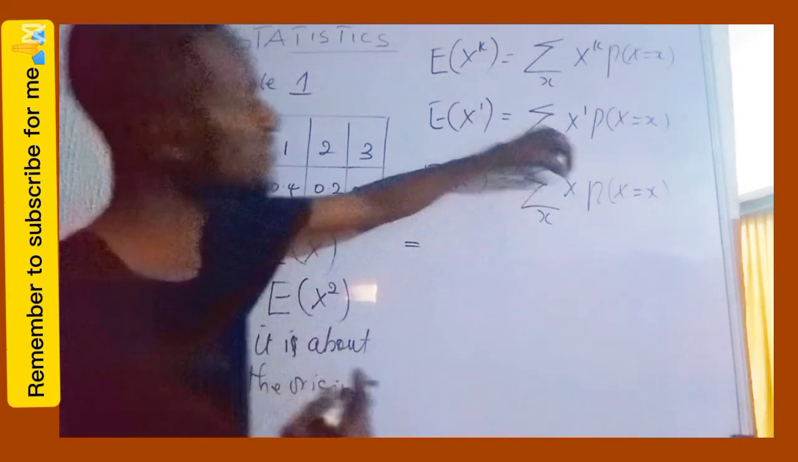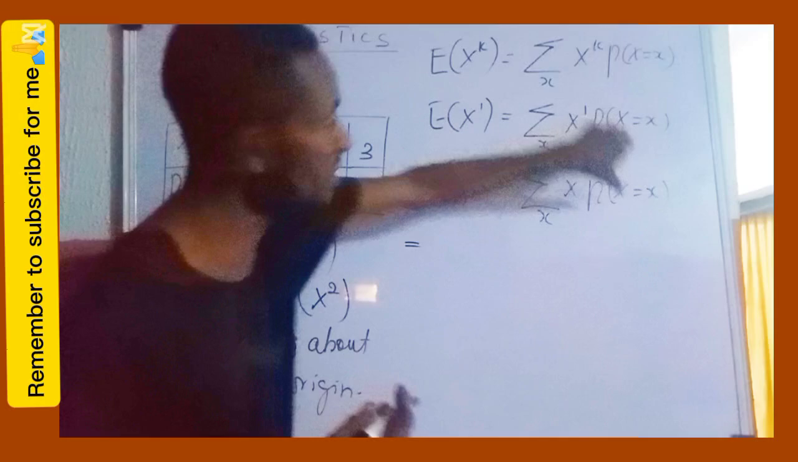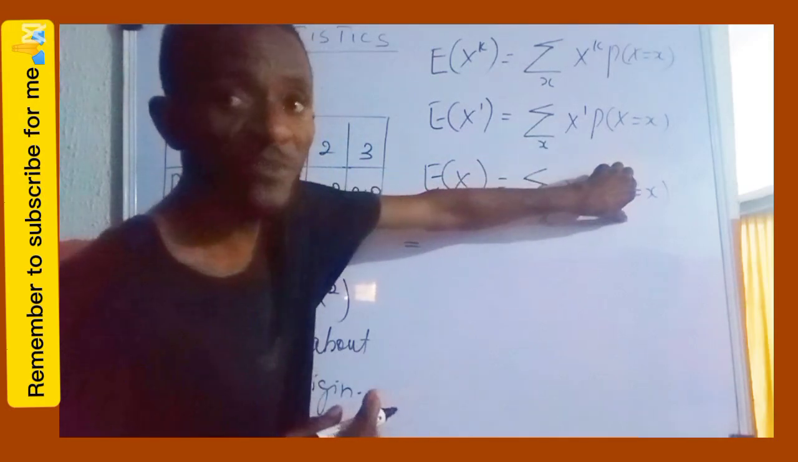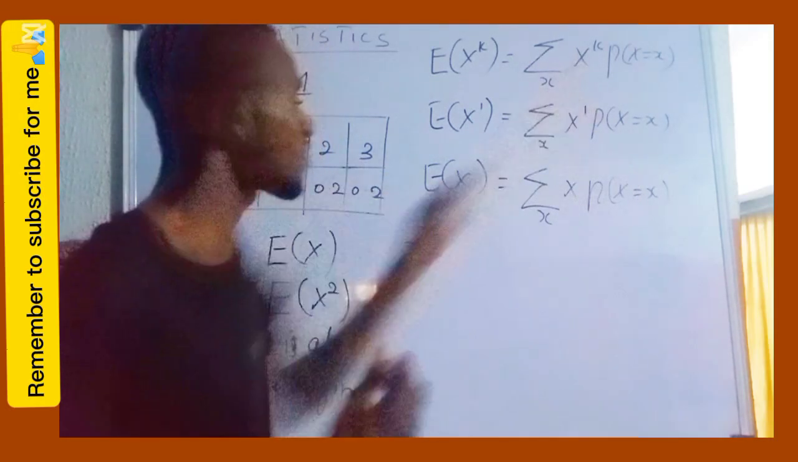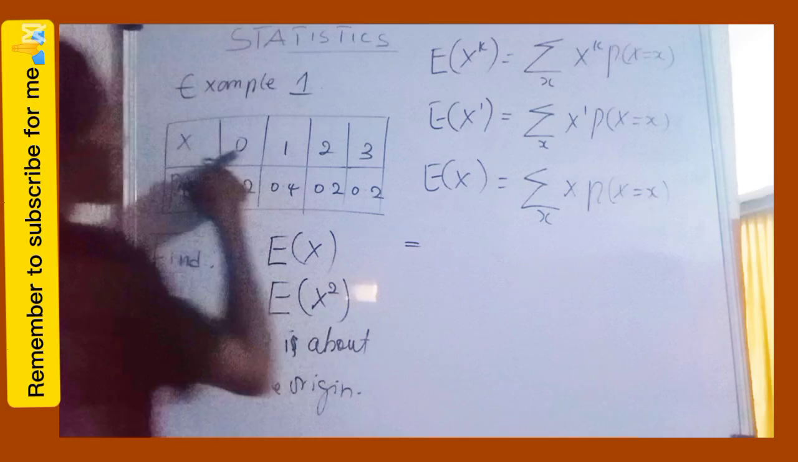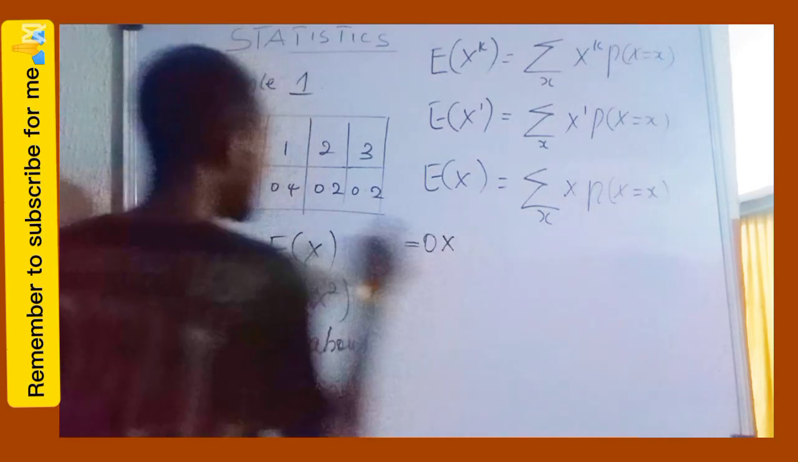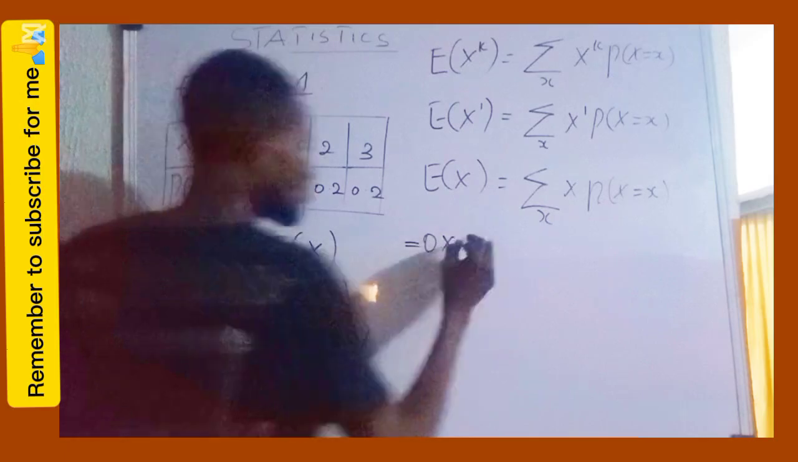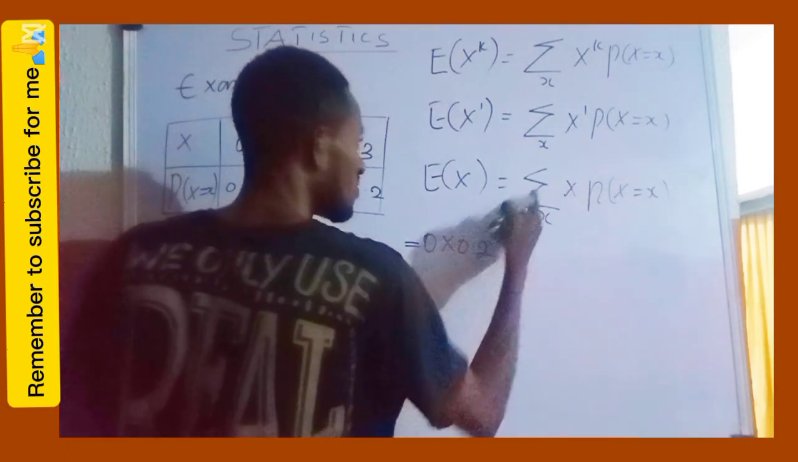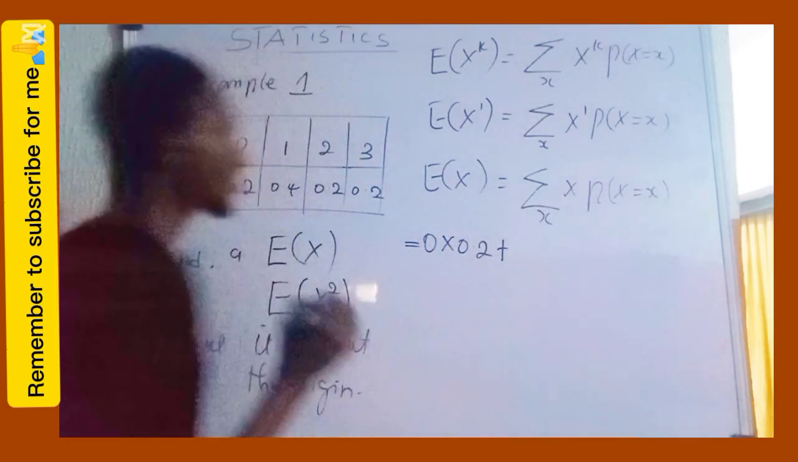So what we are going to do is pick a value of x, use it to multiply its probability, plus, and we go on that way. So this equals: the first value of x here is 0, so I have 0 multiplied by its probability, which is 0.2. Because of this sum, I will say plus.